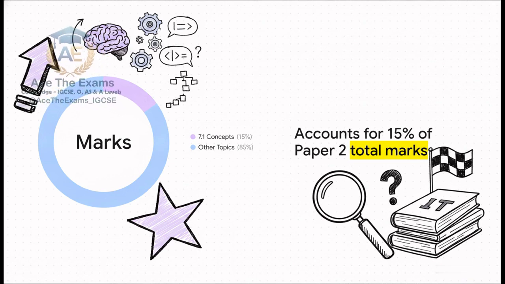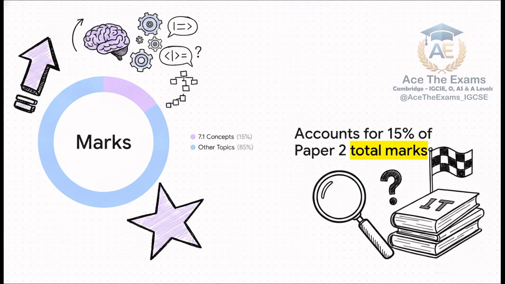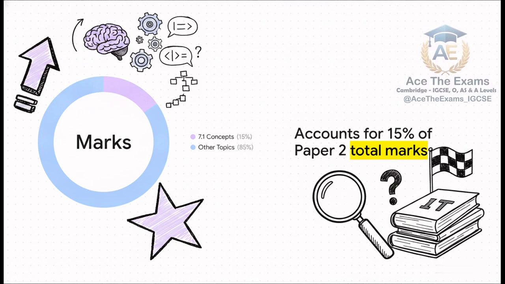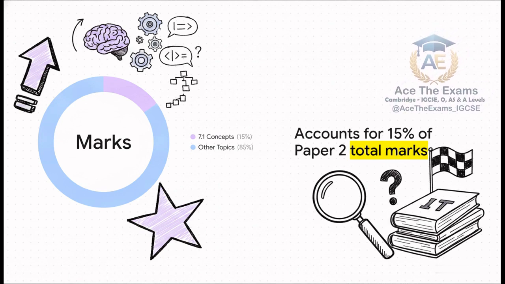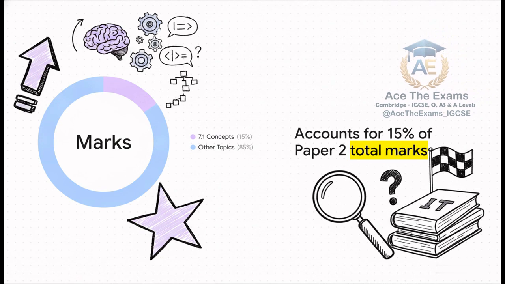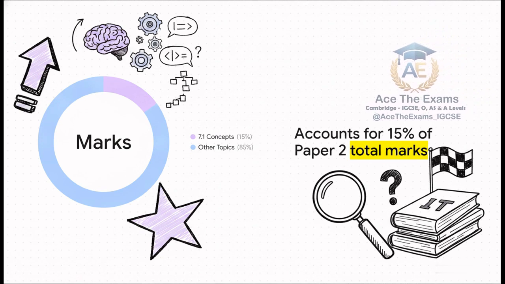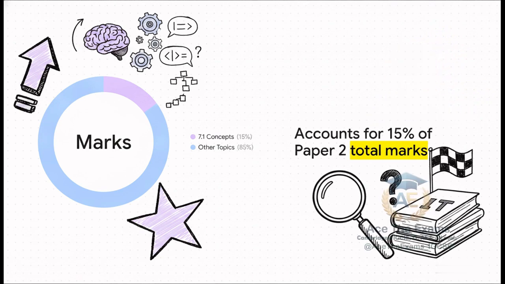So, why are we focusing so heavily on this specific topic today? Look at this. These specific concepts, backward chaining, forward chaining, and those tricky if-then constructs, they account for roughly 15% of your total marks in Paper 2. Let that sink in for a second. 15%. That is a massive chunk of your final grade sitting in just one single subtopic.